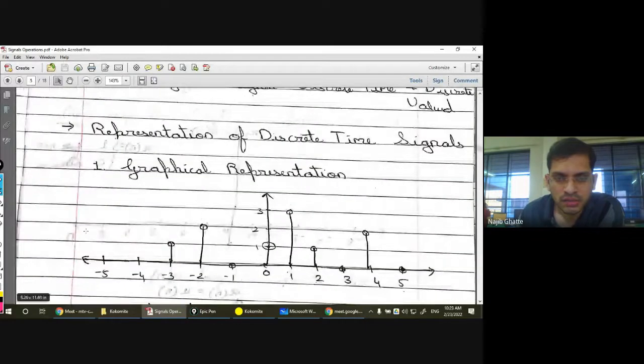Yes. Representation of a discrete time signal. I hope these notes are there with you. Kindly check. ये notes है क्या आपके पास में?